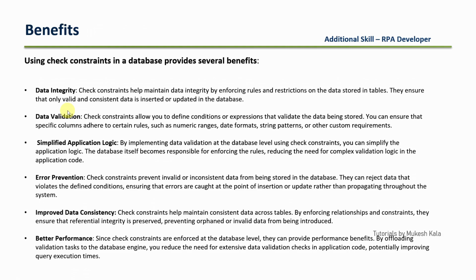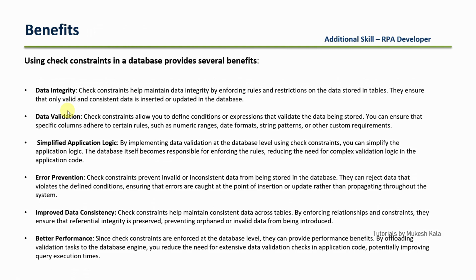The next thing is simplified application logic. By implementing the data validation using the check constraint, we can simplify the application logic. The database itself is responsible for enforcing the rules. So if any application is built on top of this, the application does not have to worry about the data because the constraint is directly applied to the database. It helps you in error prevention. That means that it will reject the data that violates the defined condition, right? Improved data consistency. Your data is consistent across the tables, right?